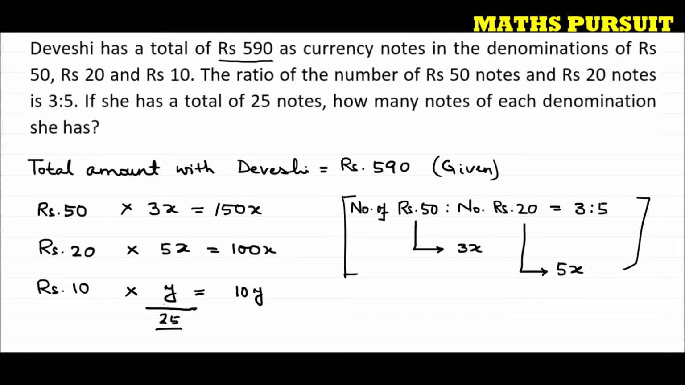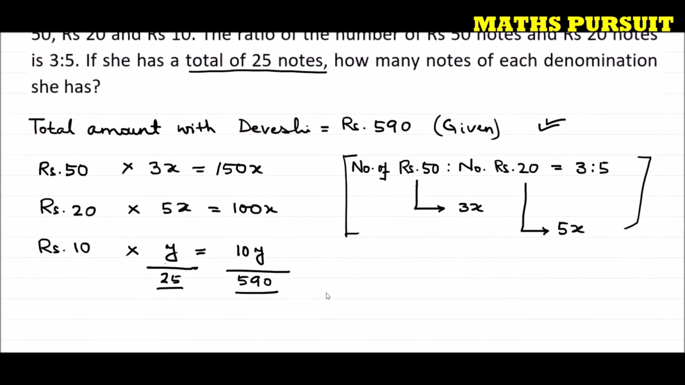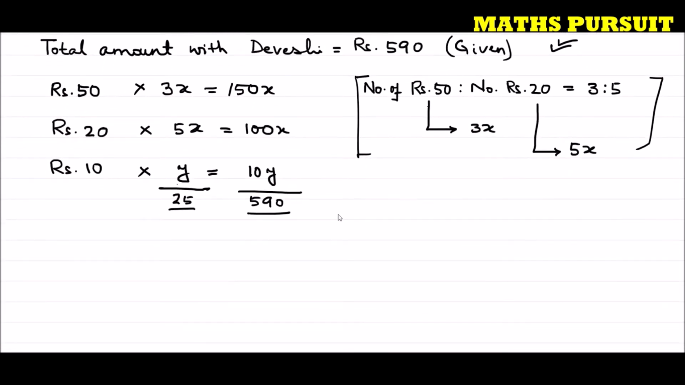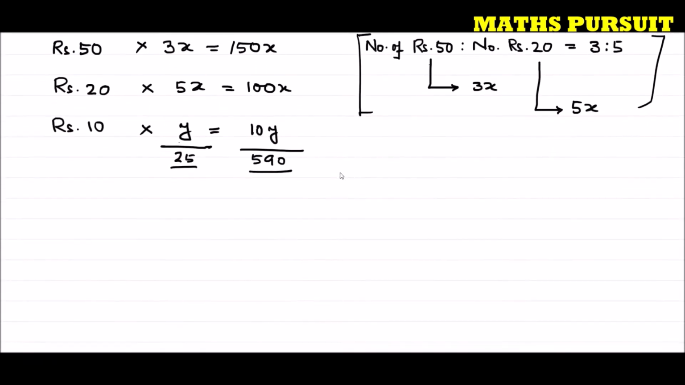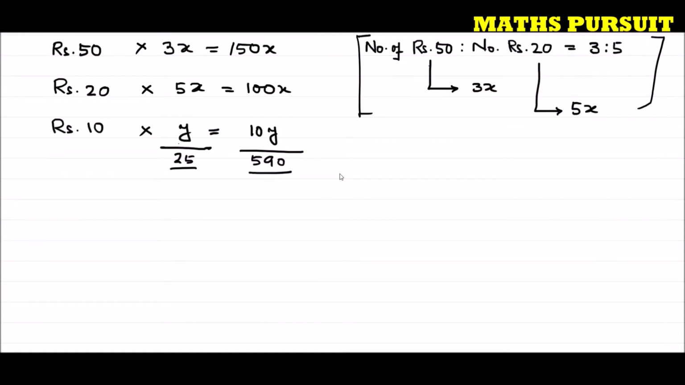Now the total number of notes the question has given us is 25. If she has a total of 25 notes, and the total amount Deveshi has is 590. This is what is given in the question. Now guys, till here I believe we are very clear. Now let me put this given data in a tabular form so that it would be very easy for us to understand.